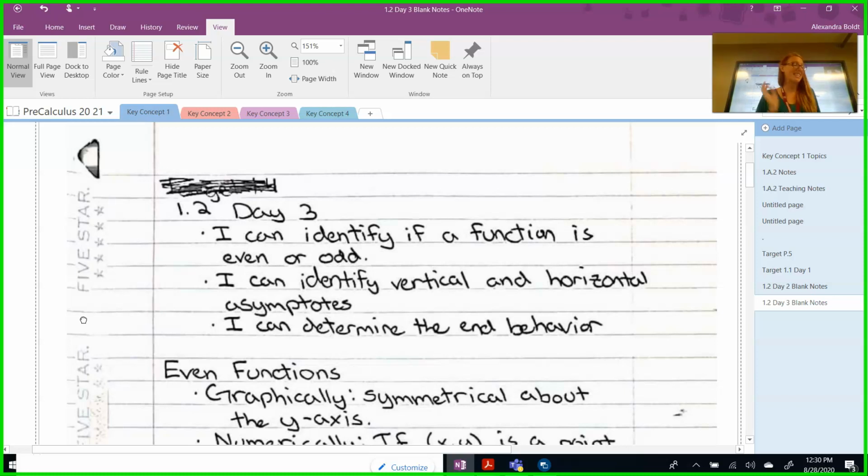All right, we're now looking at day 3 of our 1.2 notes. This is our last day of 1.2. It's a big section. So we're going to do identifying if a function is even or odd, identify vertical and horizontal asymptotes, that's a review from last year, and determining the end behavior, that's also a review from last year. So the only new thing is identifying if a function is even or odd.